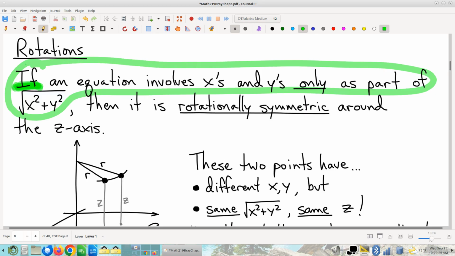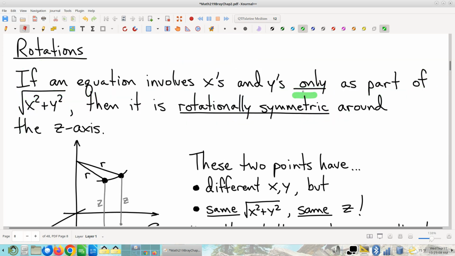How often does this happen? Sometimes. But if this happens, the x and y appear in the equation only, big emphasis there, only as part of this expression. Just to be extremely clear, I'm not saying if this expression shows up. That's not enough. I need to know that this is the only way that x and y show up in your equation. If that is true, then your surface is rotationally symmetric around the z-axis. And that's a huge piece of information that's going to allow us some big advantages in how we identify what these surfaces actually look like.